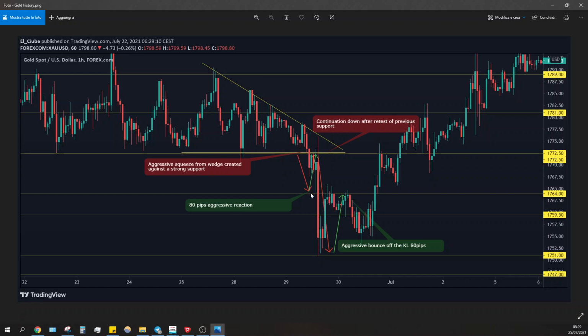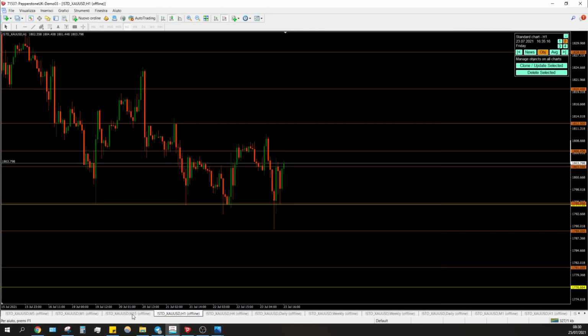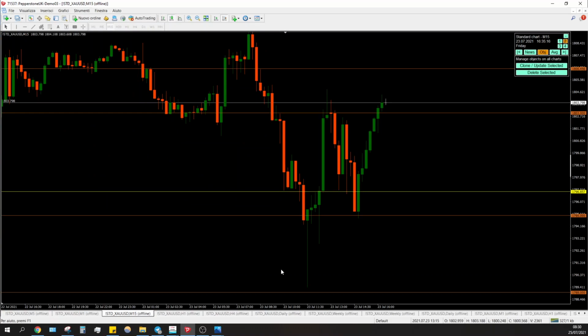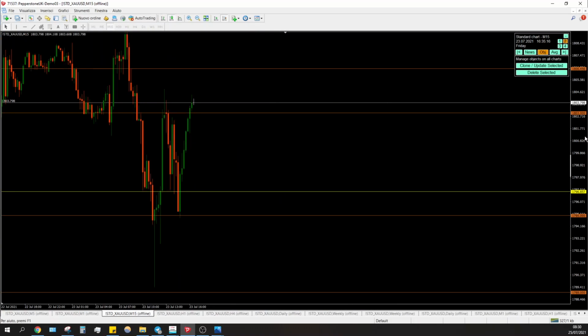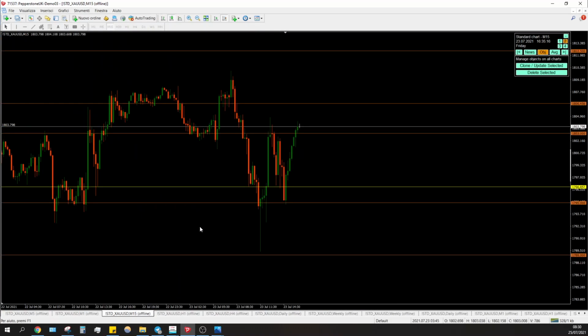Wedge, spike down, intraday closures below the key level, immediate. This one at the time was bearish. Bam, immediately closed up 80 pips, like this, 64 to 72.5. So I was trying to see the same here. Not saying I was sure that it would happen, but why not?